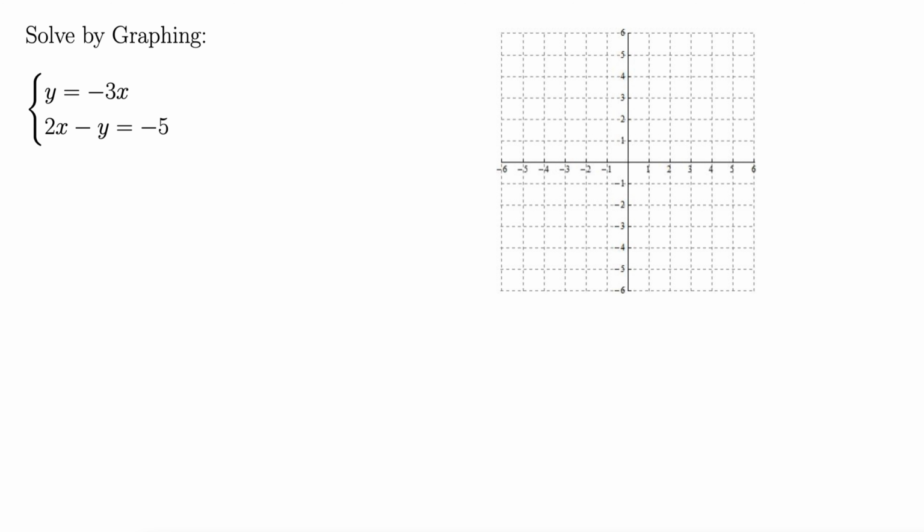Here we want to solve the system of equations y equals negative 3x and 2x minus y equals negative 5. And we want to solve it using the graphing method, which means we're going to graph these two lines. Where the lines cross will be our solution to the system of equations. So let's start by graphing this first one here. Let's do this in red.